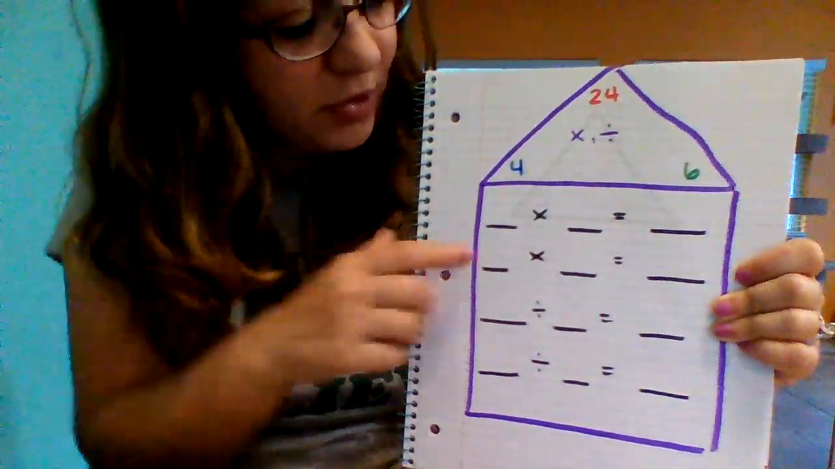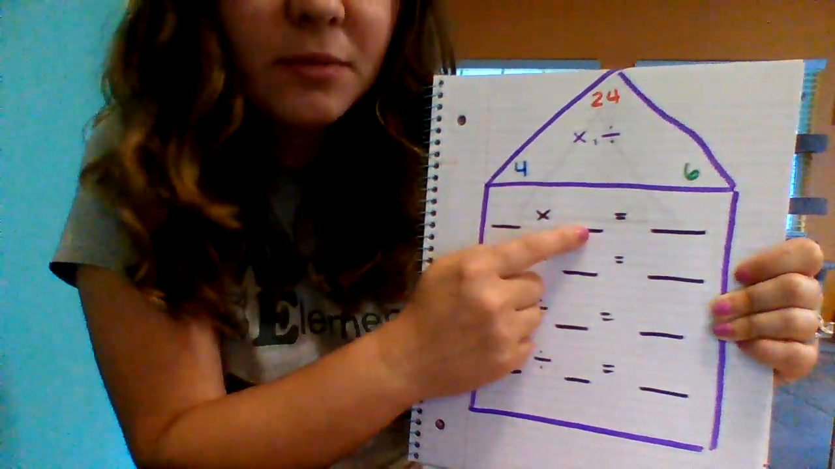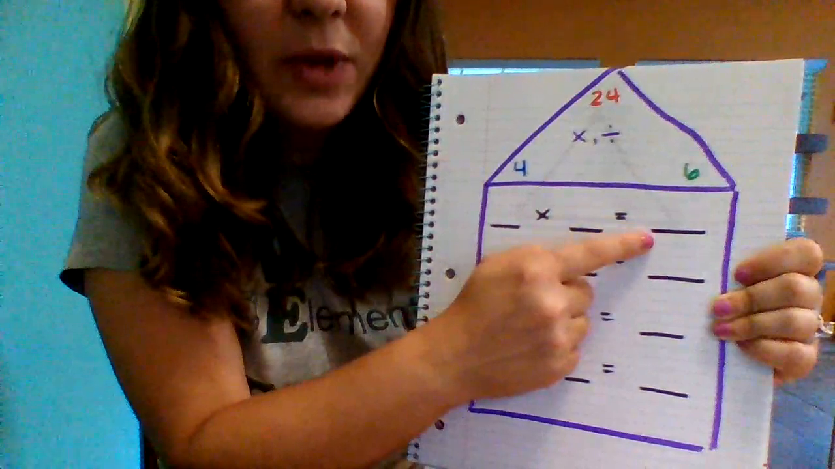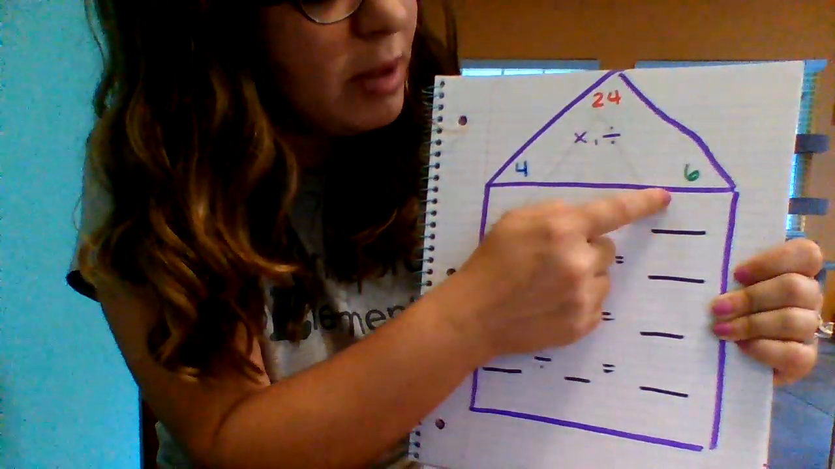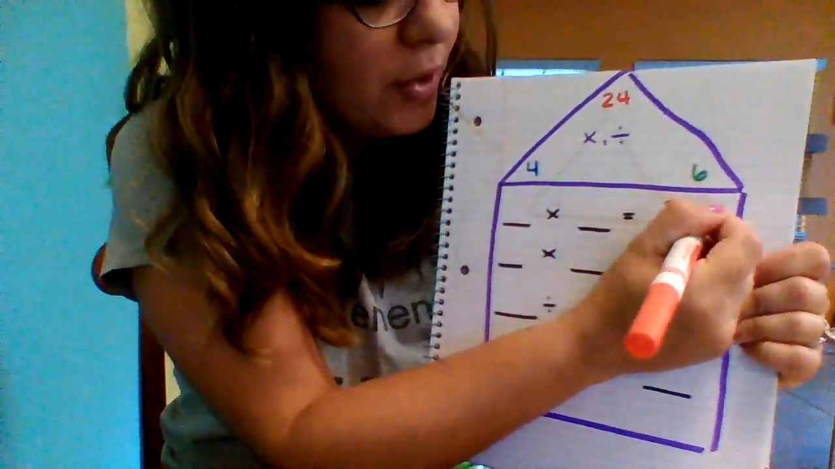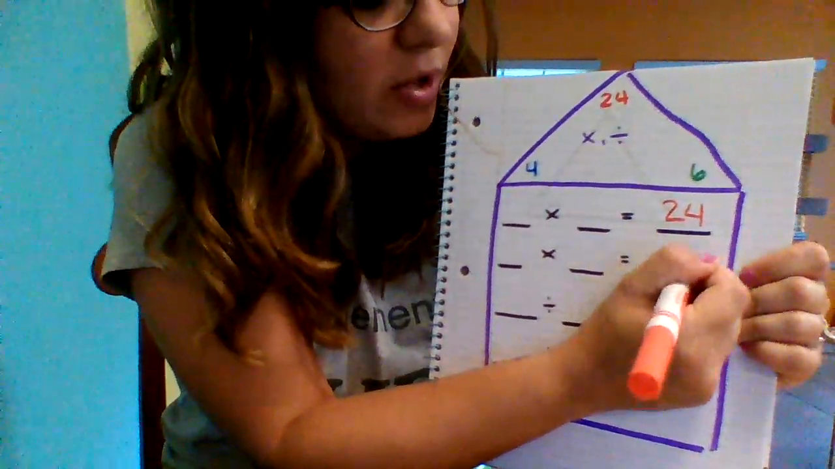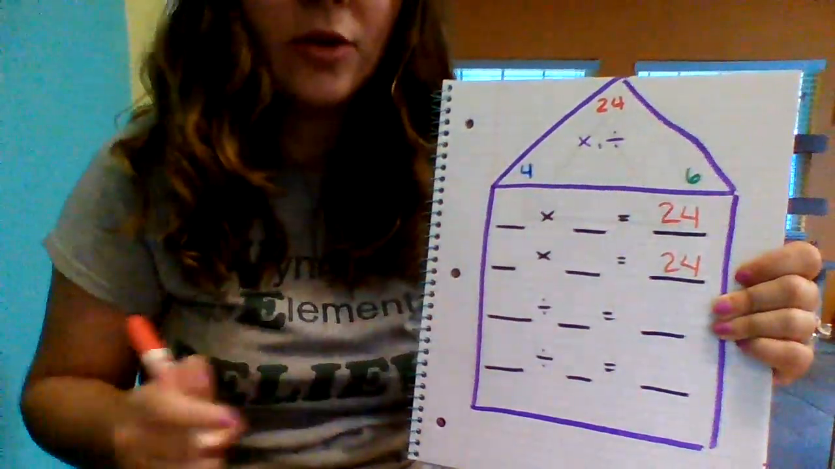So for example, when we're writing our multiplication equations, where is the largest number 24 going to be? Can we put 24 here? Can we put it here? That's right. We have to put the largest number in a multiplication equation in the product position. Okay, 24 is going to be the product of both of these equations because when you multiply, you're always finding the larger number. You're finding the product, right?